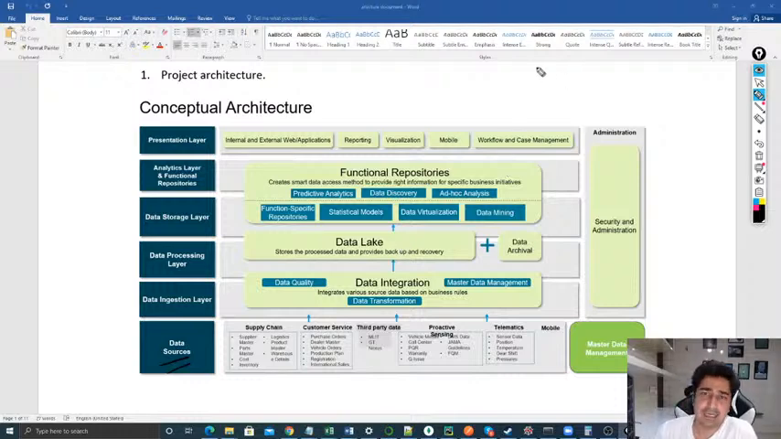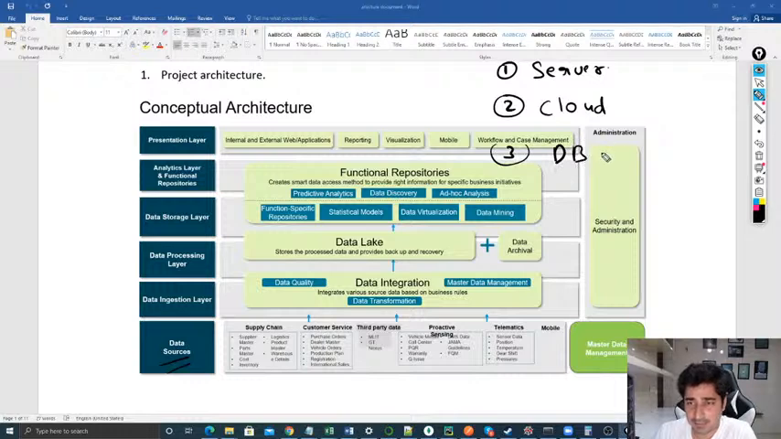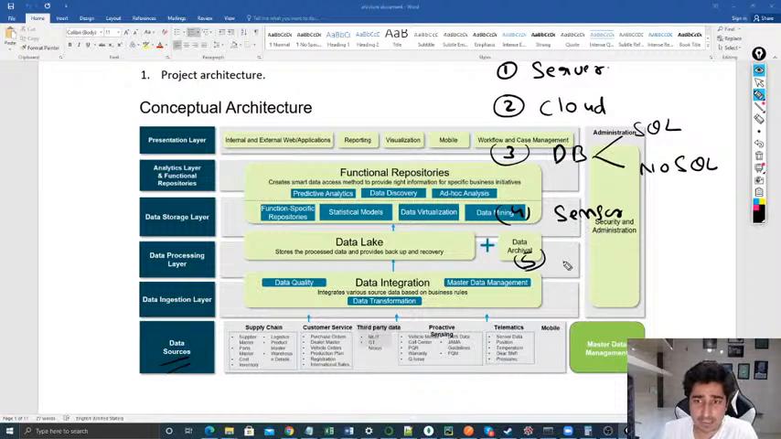Let's suppose I'm working on a project. It could be possible that we have to pull data from some server. It could be possible that we have to pull data from some cloud environment, or from some kind of databases. In the case of databases, it can be SQL or NoSQL. It could be possible that I will have to pull data from a sensor, or from some kind of satellite device or telematics device.